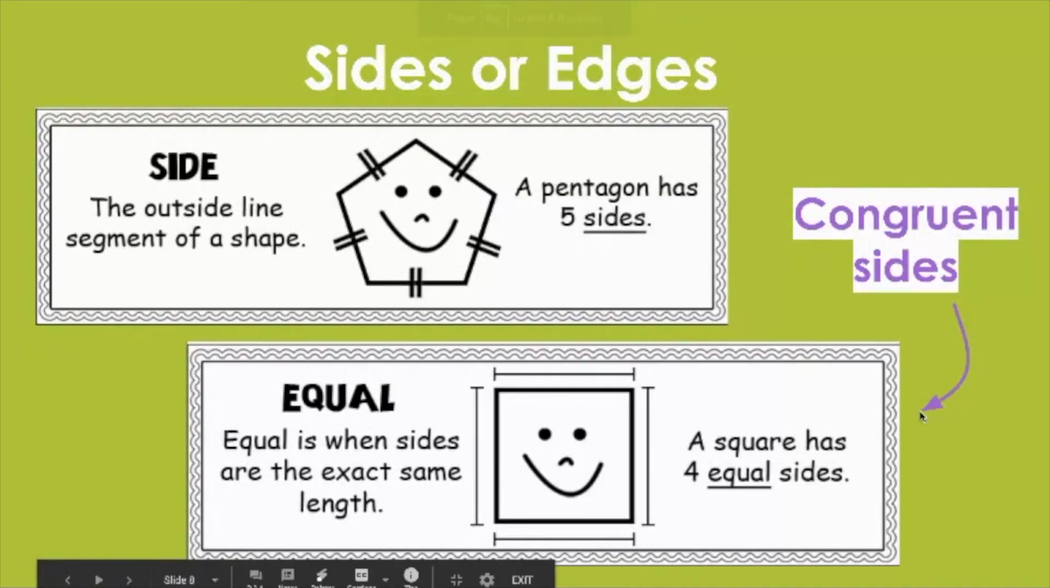All right, everyone. Through our video, we just learned about different kinds of polygons. Let's remember that polygons always have a certain number of sides or edges. These sides might be different lengths or they might be equal. Equal sides is the same thing as congruent sides. This word congruent means equal. So a square has 4 equal sides, which means that a square has 4 congruent sides. Let's remember that word congruent.